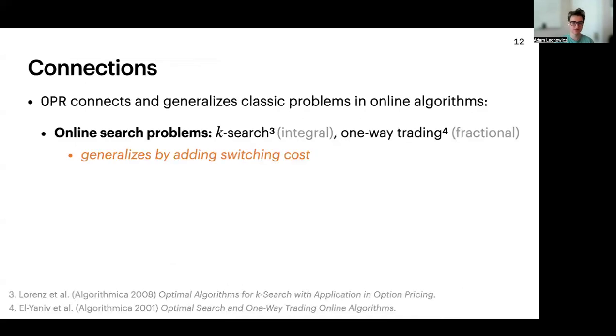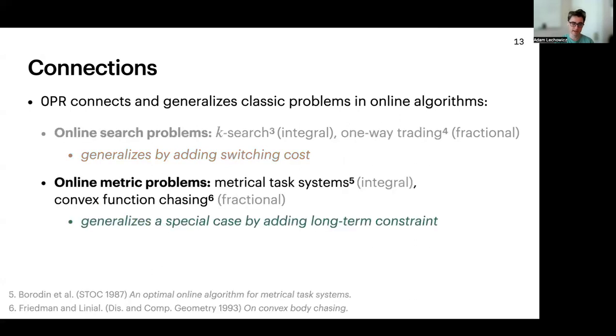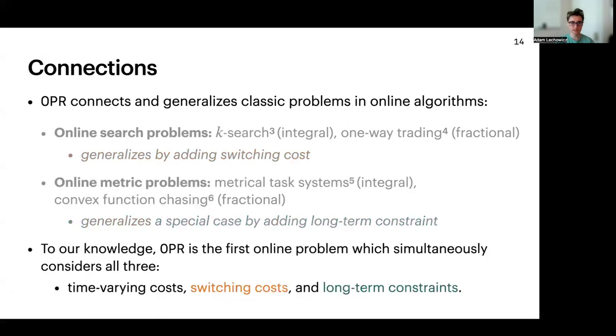Pause and resume has nice connections to broader tracks of work in online algorithms. In the realm of online search problems, pause and resume primarily adds the dimension of a switching cost. The most direct connection here is to k-search, and if we set the switching cost to 0, pause and resume is equivalent to k-search. On the other hand, pause and resume is also reminiscent of problems such as metrical task systems. Compared to these problems, pause and resume adds a long-term constraint, this dynamic where a certain amount of capacity must be met before some deadline. To our knowledge, pause and resume is the first problem to integrate all three of these characteristics into a single problem, which prompts questions about the best way to approach it.